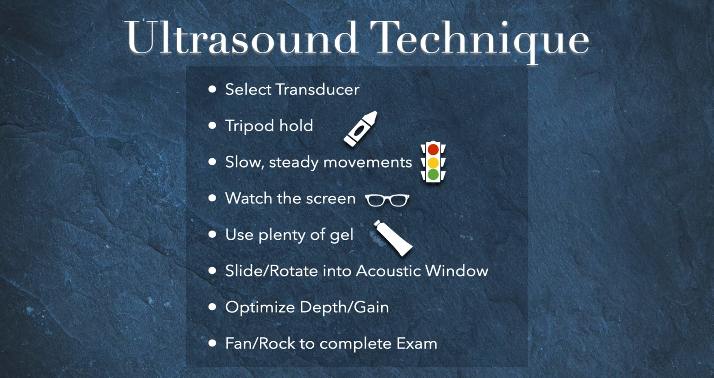In general, let's talk about all of the ways in which you can optimize your images. So your step one is going to be to choose the appropriate transducer based on the body part that you're ultrasounding. Next, you want to hold the ultrasound probe like a tripod. You want to move slowly and methodically. Make sure that you're watching your screen rather than watching your patient. Use plenty of gel. You want to slide and rotate into your appropriate acoustic window so you can see what you need to see. Adjust your depth and gain so that your image is beautiful, and then fan or rock to complete your exam and go through the entire structure in a three-dimensional fashion.